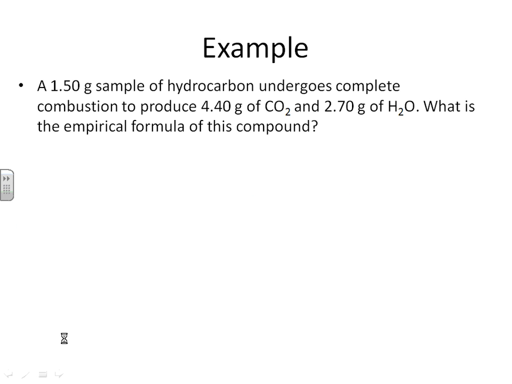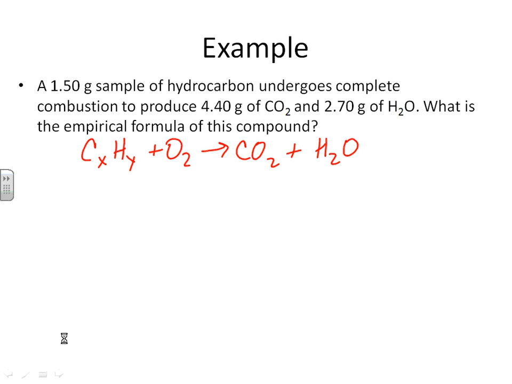So, sample question. A 1.5 gram sample of a hydrocarbon undergoes complete combustion to produce 4.4 grams of CO2 and 2.7 grams of H2O. What is its empirical formula? I always think it's useful to write out a rough reaction to describe what's going on so that we can essentially see what we're dealing with. This is combustion. It does say combustion in the problem, and it does say that it is completely combusted.